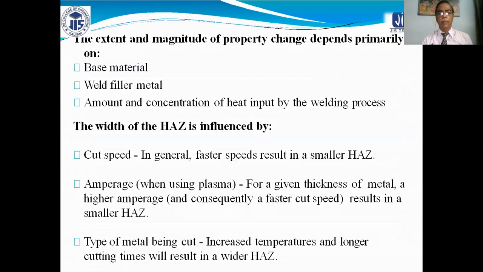The extent and magnitude of property change depends primarily on the base material, the weld filler metal, and the amount and concentration of heat input by the welding process. The width of the heat affected zone is influenced by cut speed. In general, faster speed results in a smaller heat affected zone. Amperage: when using plasma for a given thickness of metal, a higher amperage and consequently a faster cut speed results in a smaller heat affected zone. Types of metal being cut: increased temperature and longer cutting time will result in a larger heat affected zone.